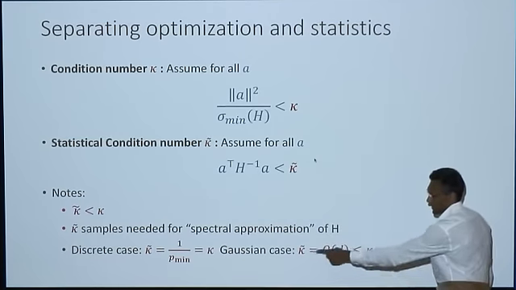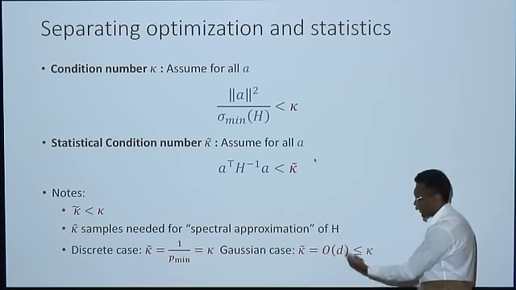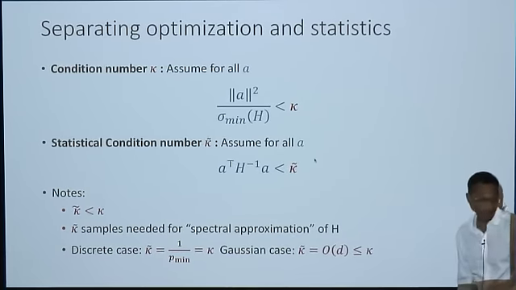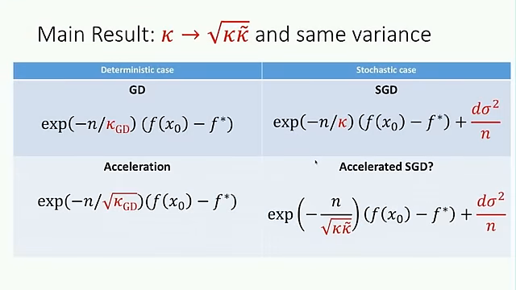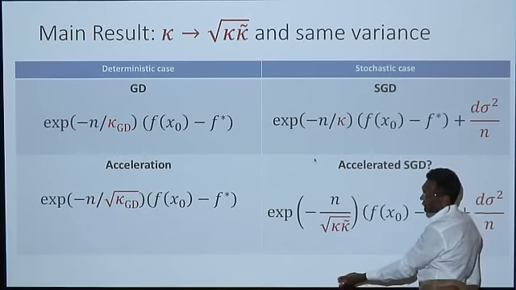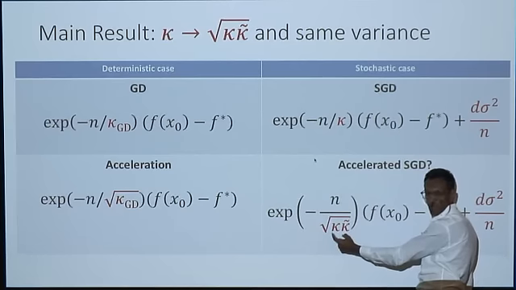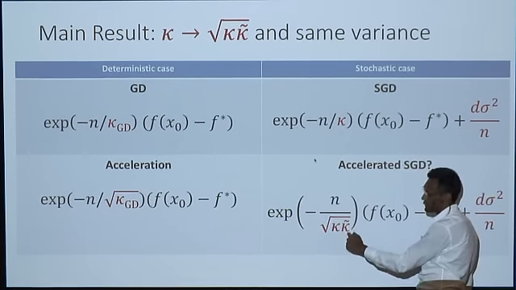But for the Gaussian case, kappa twiddle is the dimension, and that could be much, much better than the coordinates in your problem. Okay, so now the main result. Those of you familiar with some of these results from optimizing finite sums of convex functions, like some of the results that Zeyuan has, can kind of guess what we're going to get here. So the improvement now is we can't replace kappa by root kappa, but we can replace it by root kappa times kappa twiddle. Kappa twiddle, it's sort of easy to see, is strictly less than kappa.